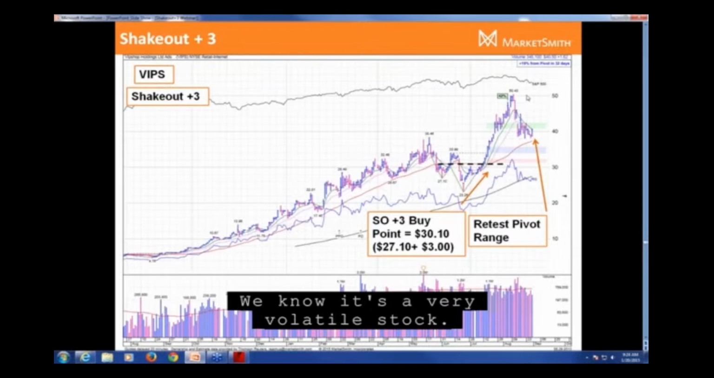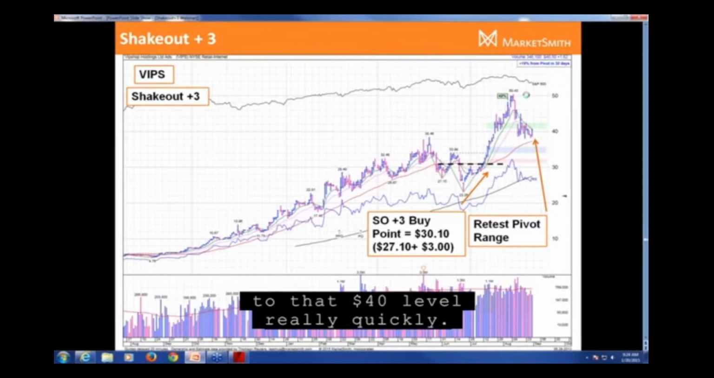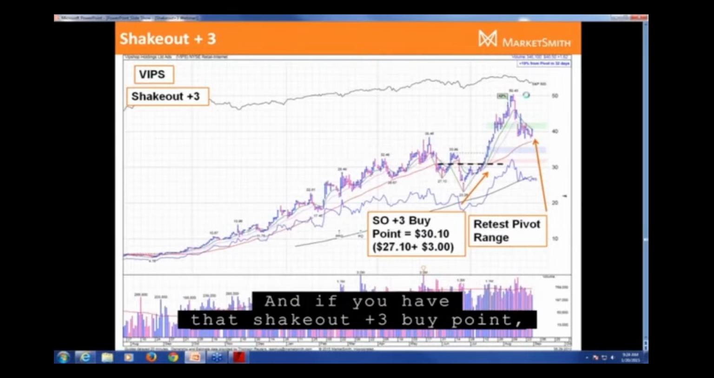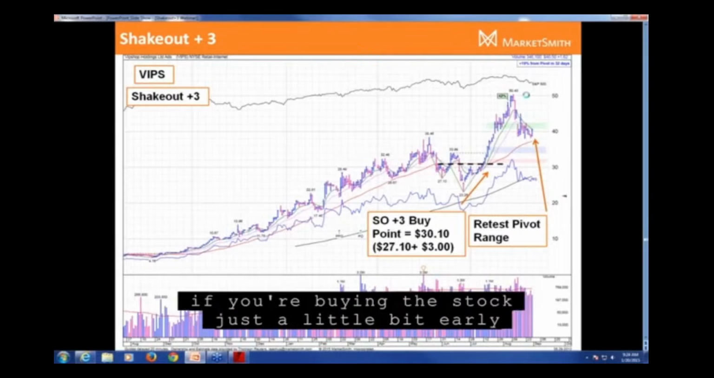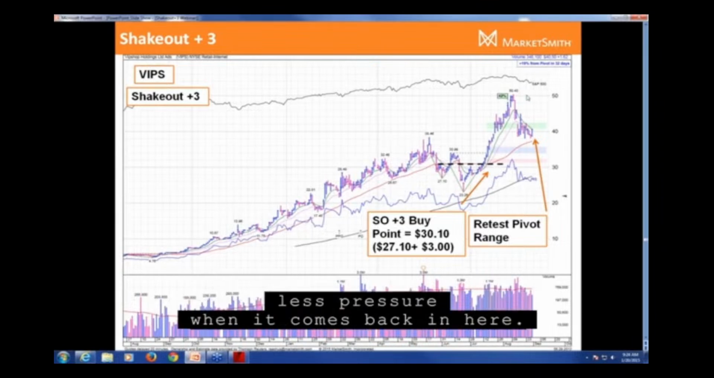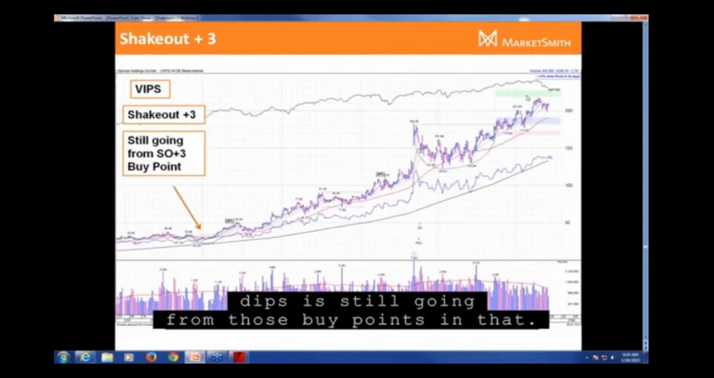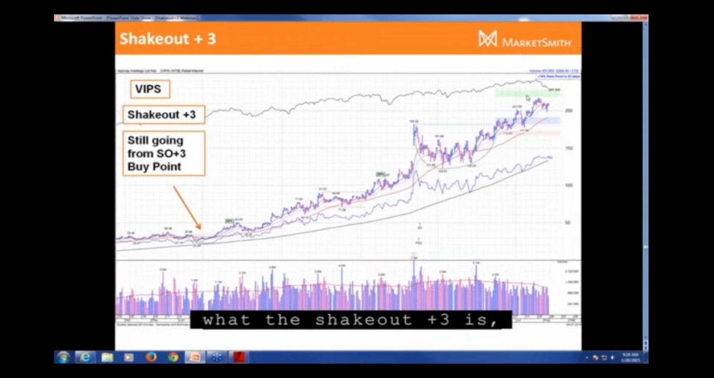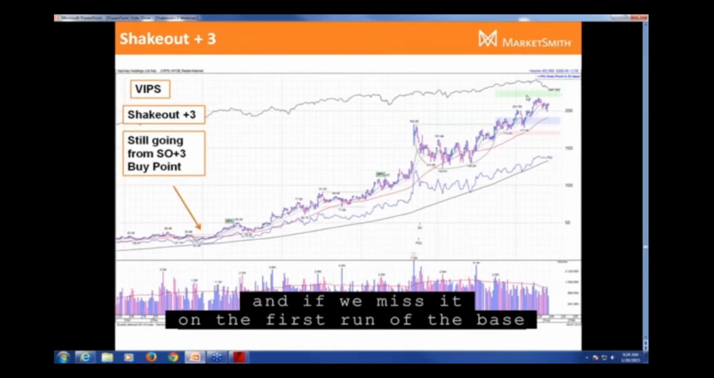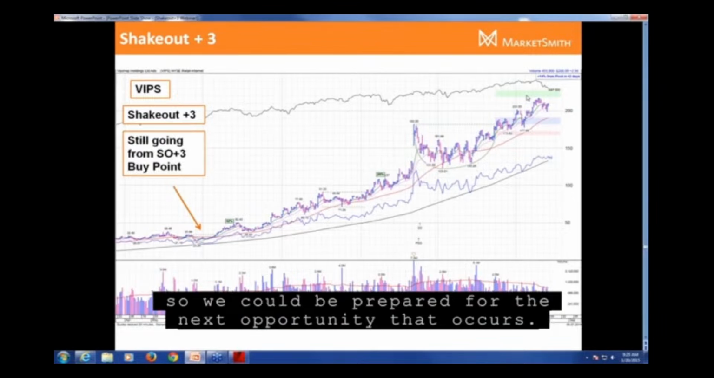VIPS, we know, is a very volatile stock. It went from $33 to $50 in a couple weeks, but it also came right back down to that $40 level really quickly. And if you have that shakeout plus 3 buy point, if you are buying the stock just a little bit early to obtain the lower average cost, you're going to feel less pressure when it comes back in here. And as we can see, VIPS is still going from those buy points. So it's really good to understand what the shakeout plus 3 is. And if we miss it on the first run of the base or the second run, that's okay. But let's really try to capture the stock again if it corrects with the market, so we can be prepared for the next opportunity that occurs.